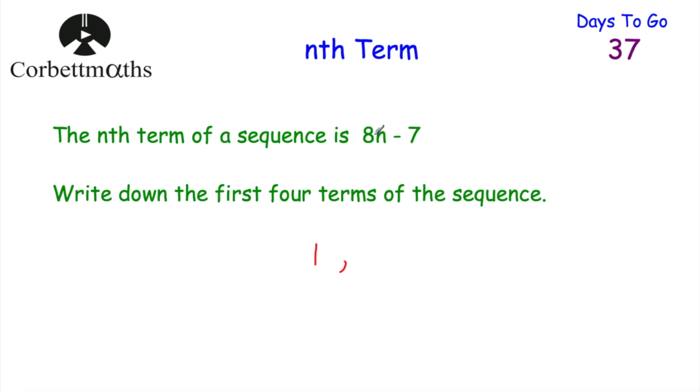If n's equal to 2, we're going to do 8 times 2, which is 16, take away 7, which should be equal to 9. If n's equal to 3, we're going to do 8 times 3, which is 24, take away 7, which would be equal to 17. And finally, if n's equal to 4, 8 times 4 is equal to 32, take away 7, which would be 25. And that's it, that's the first 4 terms of the sequence. And we can just check it because it's 8n, we're going up by 8 each time, so add 8, add 8, add 8, that's right. Okay, let's have a look at our next one.